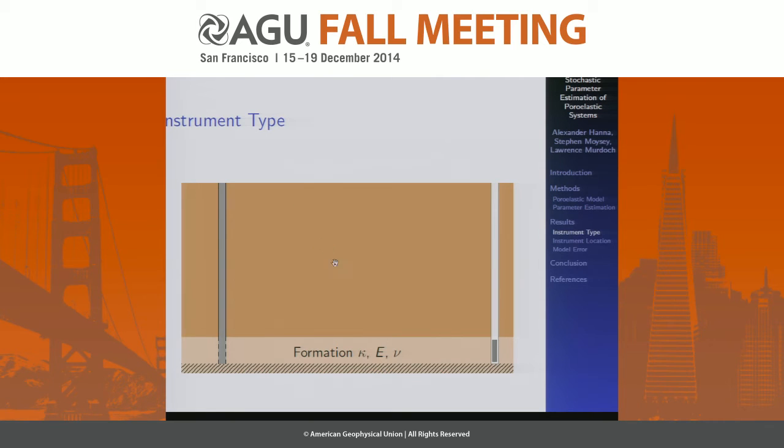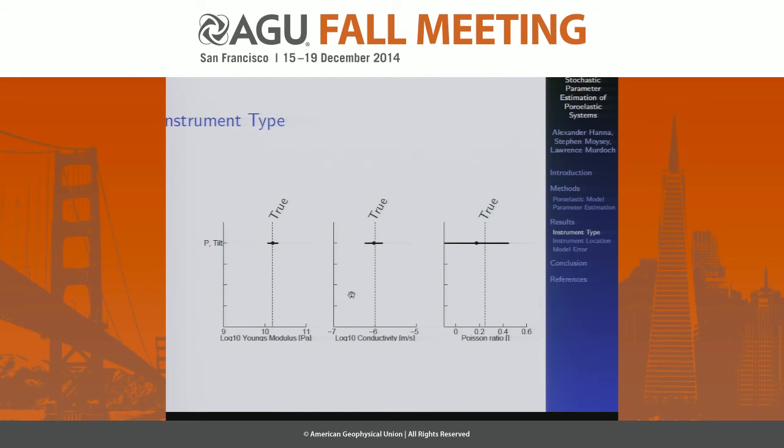Looking at some of the results, in this case I'm going to try to estimate the permeability, the Young's modulus, and the Poisson ratio of the formation using data taken from inside the formation. And I'm using different combinations of pressure data, tilt data, and the different components of strain data. If I just look at pressure and tilt data, we can get a pretty good estimate of the Young's modulus and conductivity and a pretty poor estimate of the Poisson ratio. These error bars go all the way outside of the range of what's physically possible. So we're not really constraining Poisson ratio with that data.